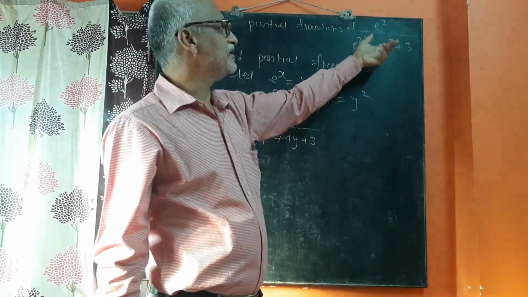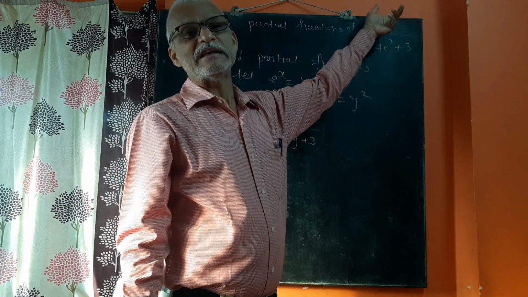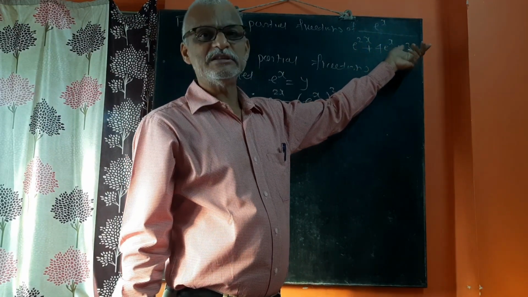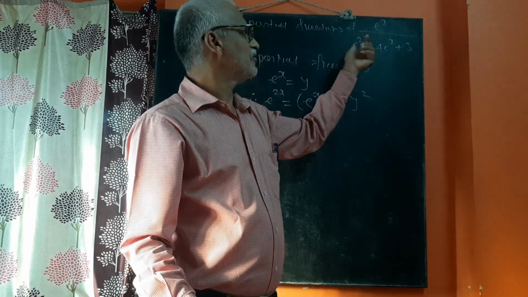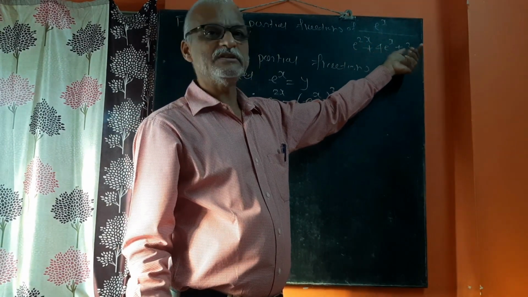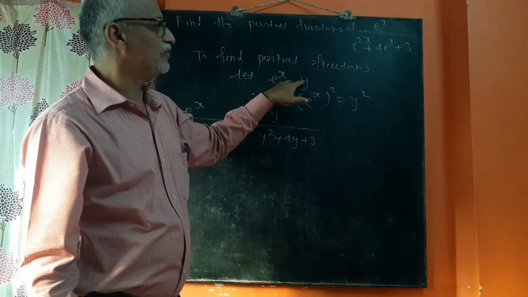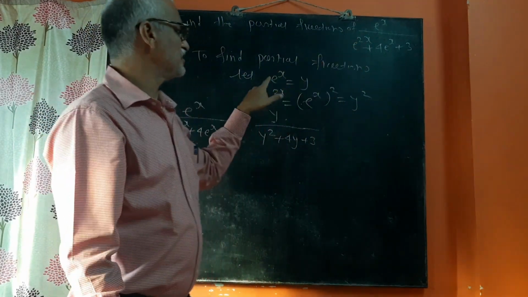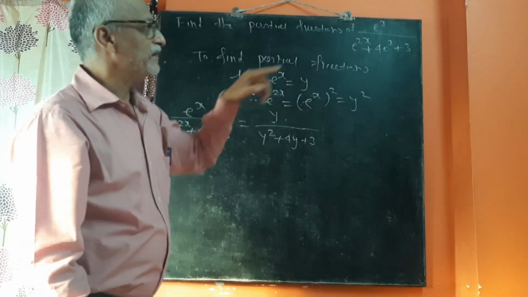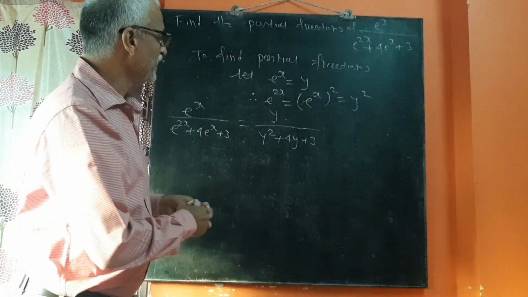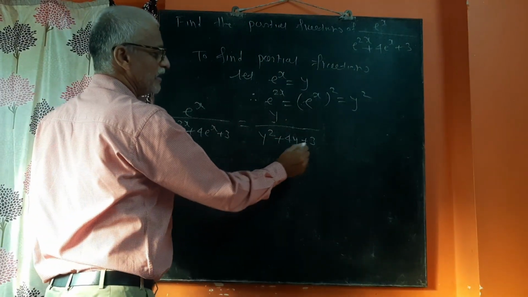Sometimes in the exam they may ask, instead of e raised to x, sin x upon sin square x plus 4 sin x plus 3, or cos x upon cos square x plus 4 cos x plus 3. In those conditions you have to consider sin x equals y. If there is cos x, you have to consider cos x equals y. Since here it is e raised to x, we have considered e raised to x equals y. So y upon y square plus 4y plus 3.